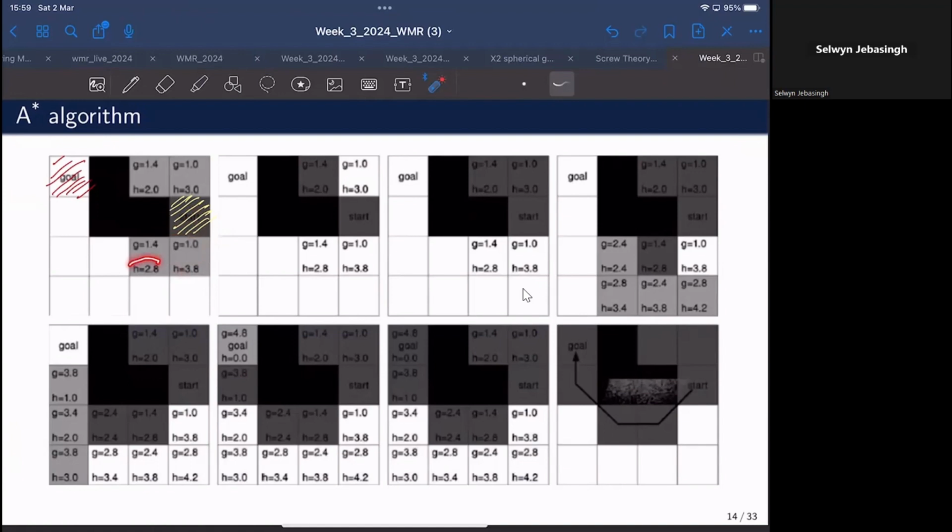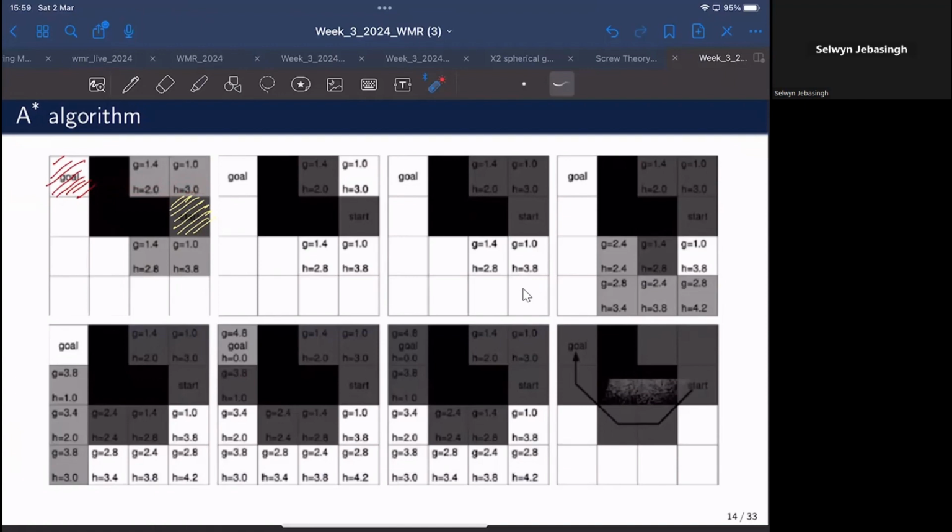And what about this heuristic cost? Heuristic cost is nothing but the distance from the goal position to this point under observation. So for example, this node is 2 units from the goal position. That's why we have h as 2. And what about this one? Since this node is 3 units to the right of the goal, that's why we have h as 3.